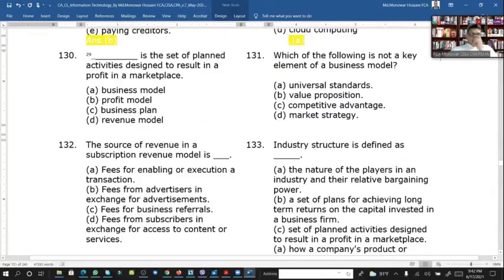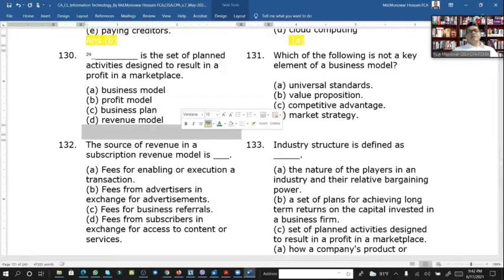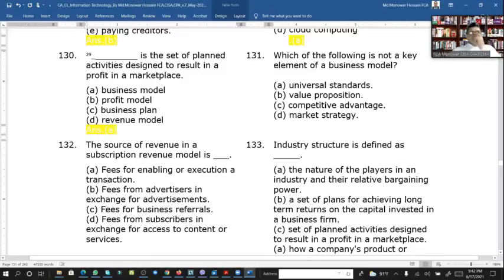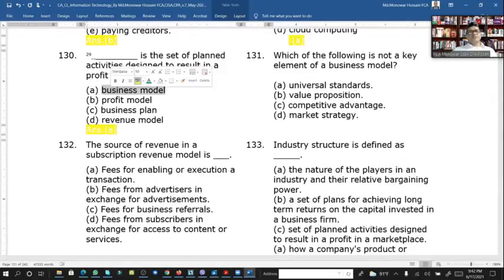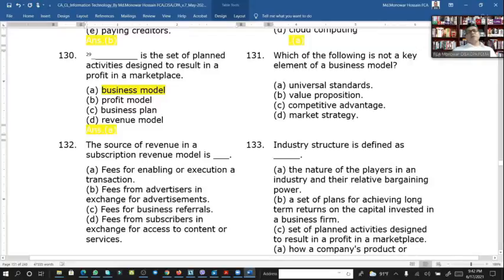Now 130. Dash is the set of planned activities designed to result in a profit in a marketplace. Business model, profit model, business plan, revenue model. So the answer is business model. A business model is the set of planned activities designed to result in a profit in a marketplace.